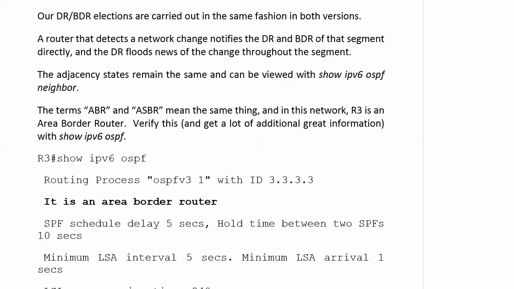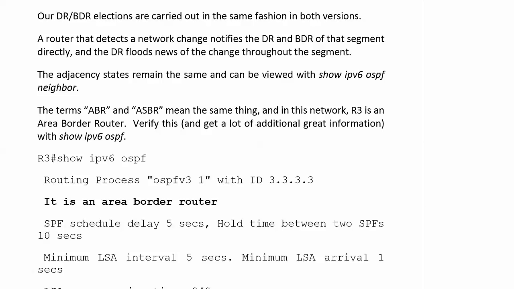The adjacency states remain the same, and they can be viewed as we saw with show IPv6 OSPF neighbor. The terms ABR and ASBR mean the same thing in both versions, and in this network, R3 right now is an area border router, an ABR.